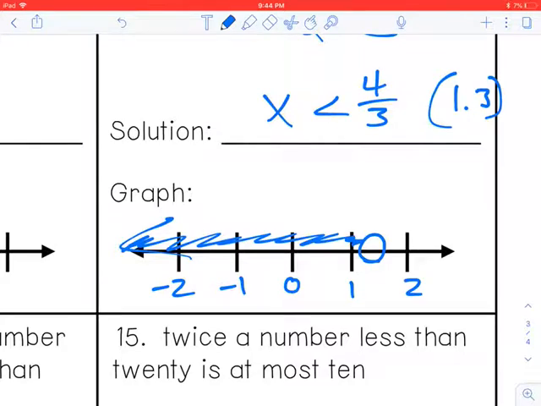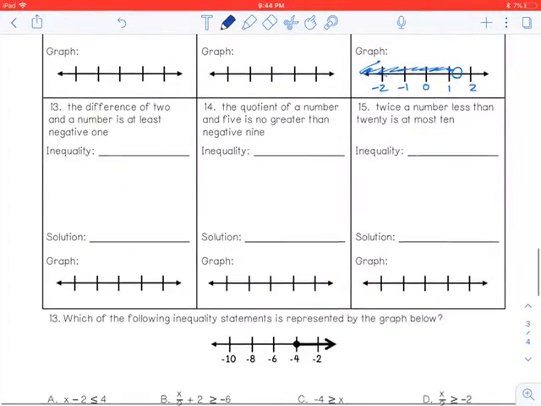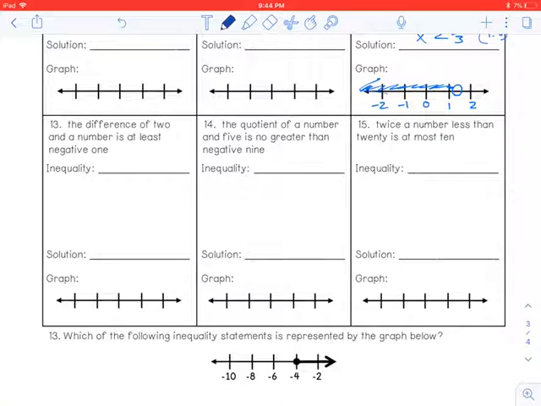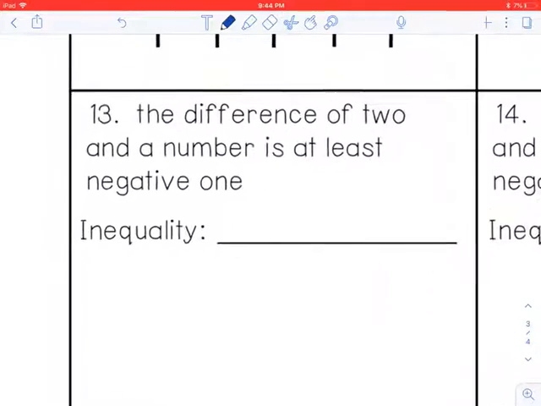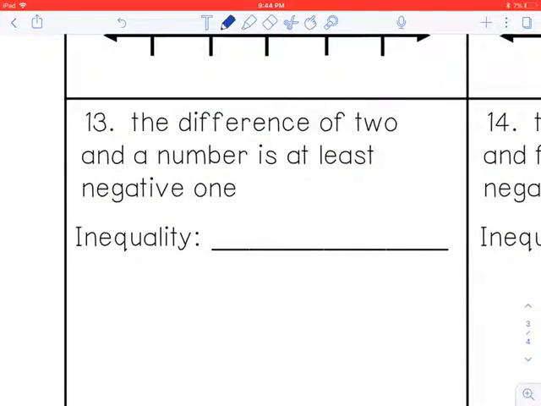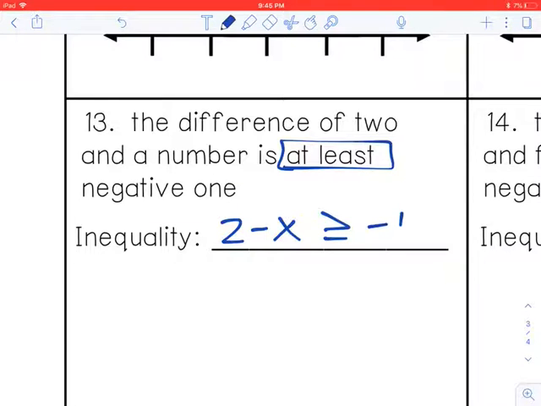Okay. So let's do one more. I'll give you one to try on your own, and then we'll be done for this example. So the difference of 2 and a number is at least -1. So the difference means subtract 2 and a number. So 2 minus x is at least, so that's greater than or equal to -1. So we need to go ahead and get the x by itself.